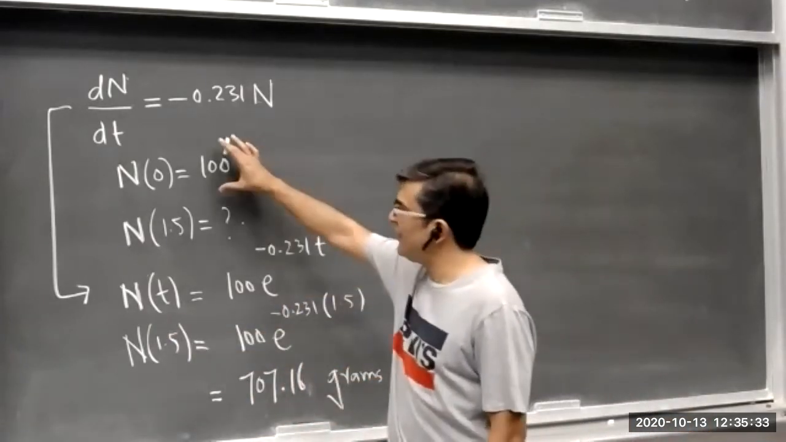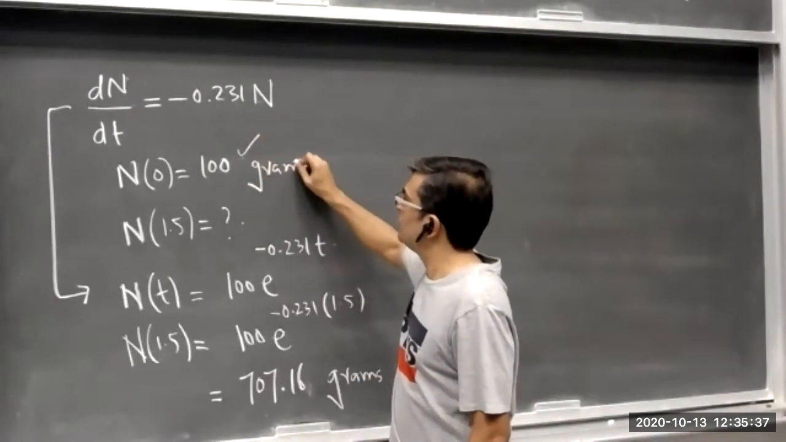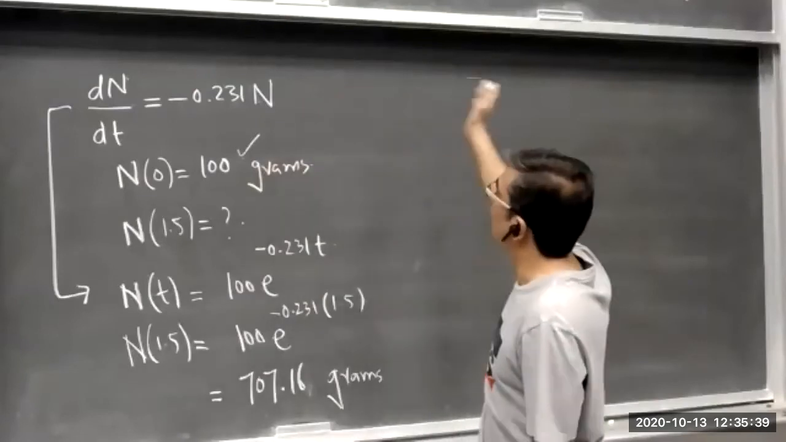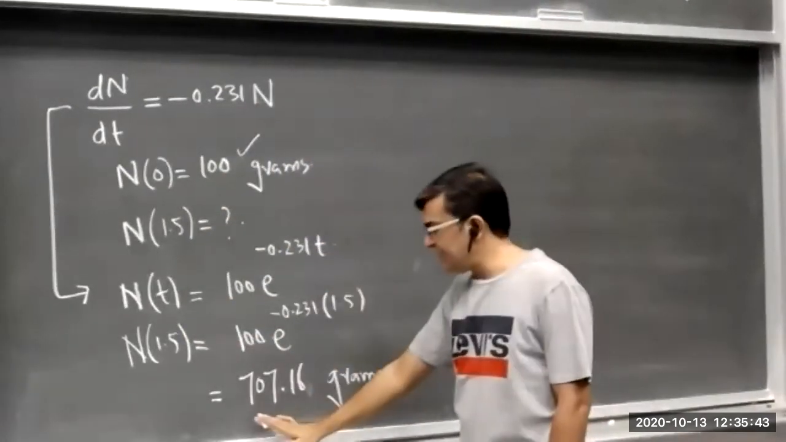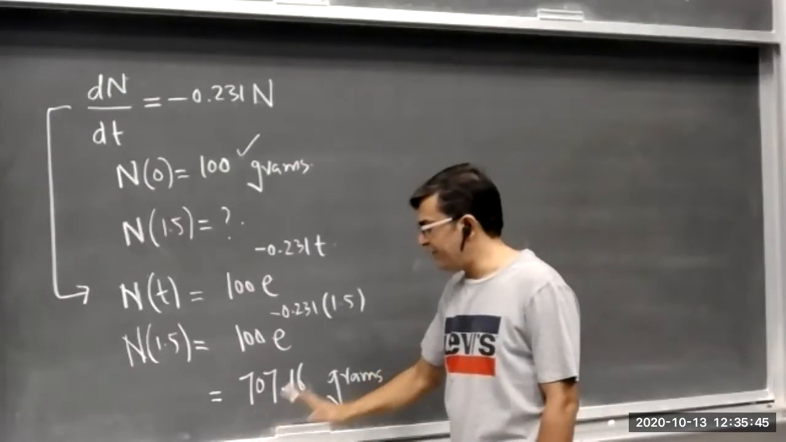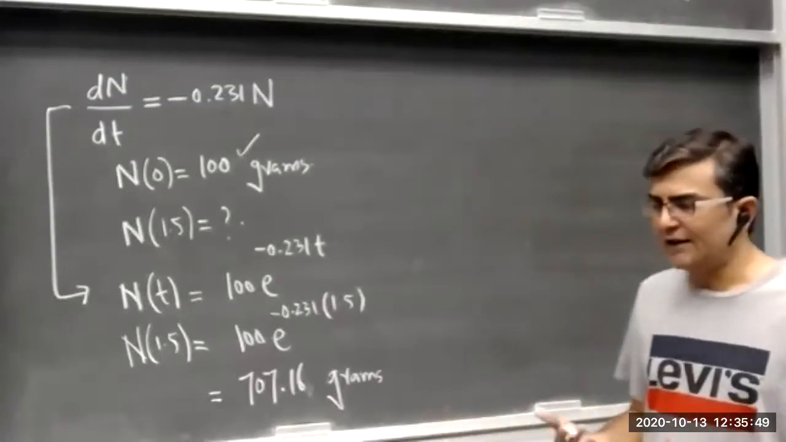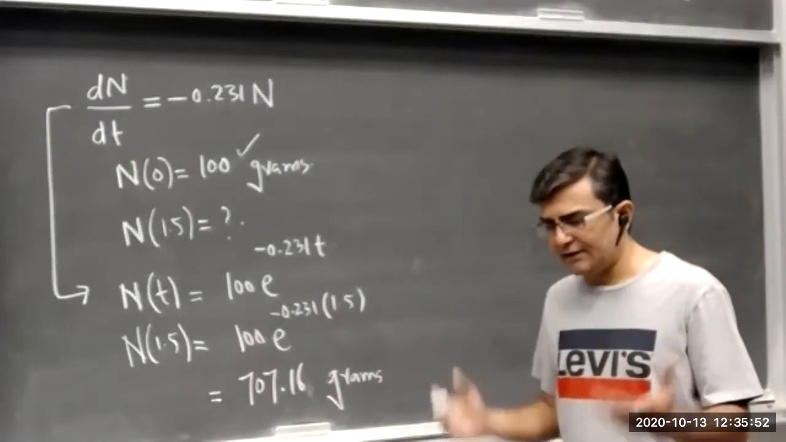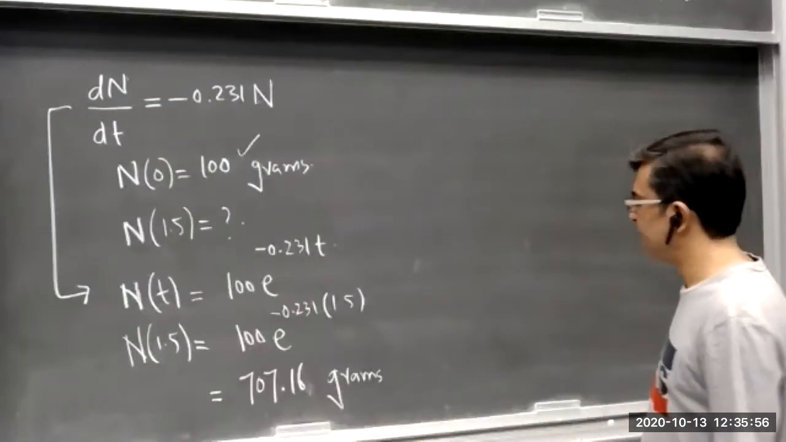So it is decaying. What is the initial amount? 100 grams of polonium 218. After 90 seconds, its amount will be decreased to 707.16 grams. So many particles will be emitted, many elementary particles. So its amount will decrease.